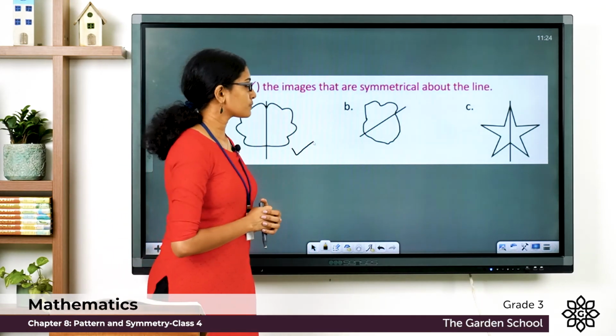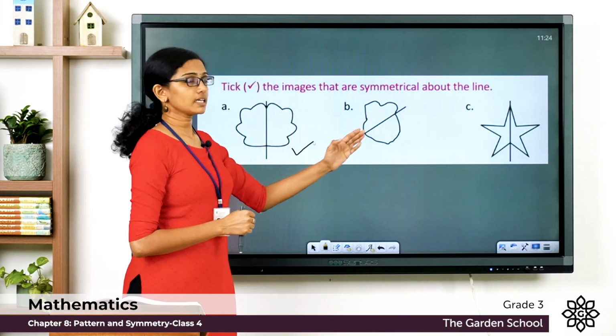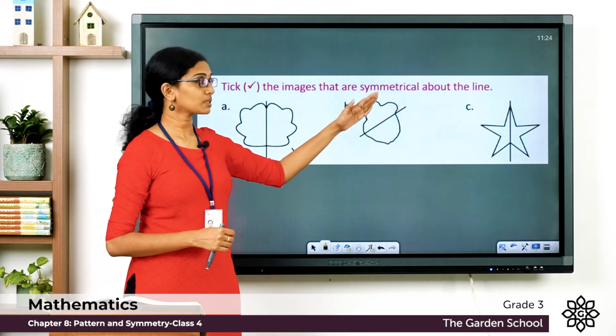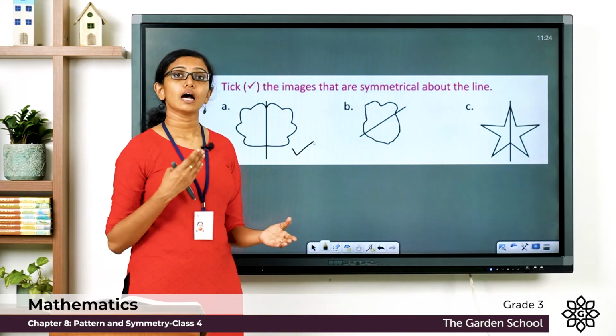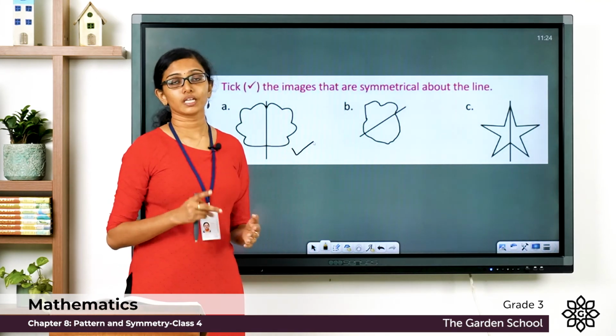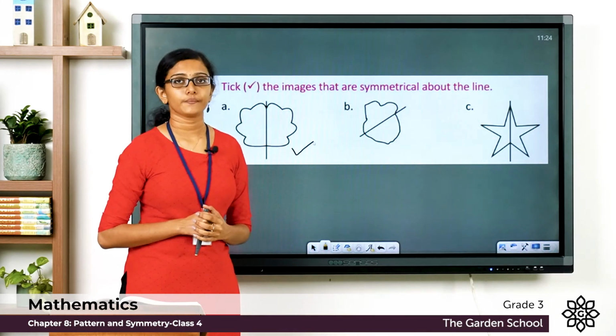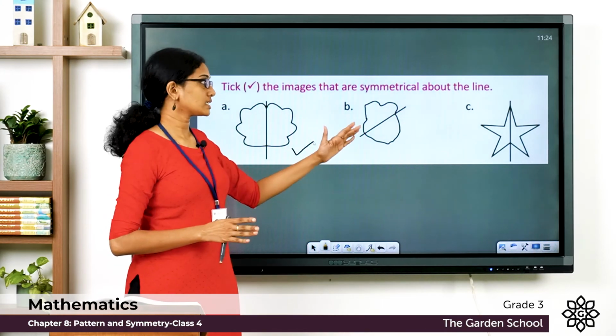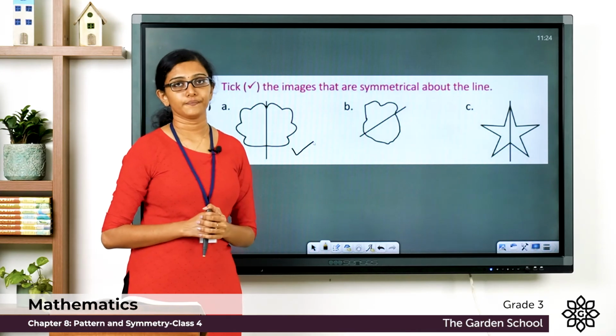Now the second one, option B, you can see that image and there is a line going through the image. Does this line divide or fold this image into identical halves? No, it does not. The two parts of the image will not look alike. So this one is not a symmetrical figure, it is an asymmetrical figure.